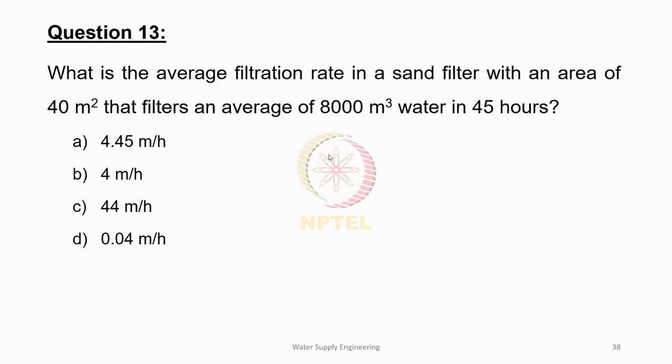So what is the average filtration rate? The area is 40 meter square and it can filter out 8,000 meter cube water in 45 hours. So I'll give 2 minutes time. Everyone please try to solve it.